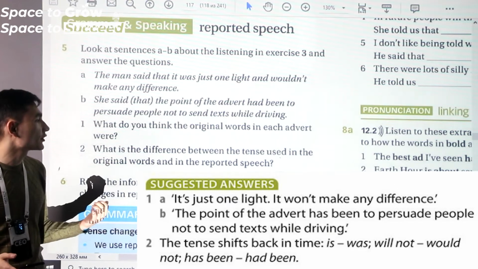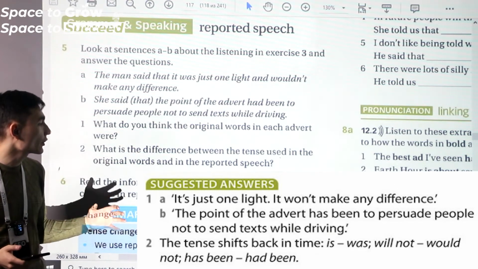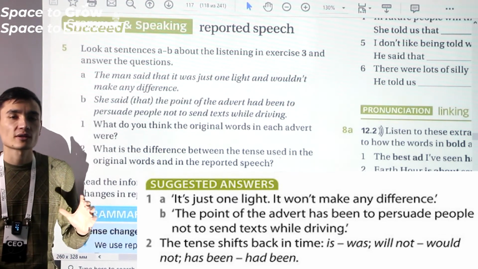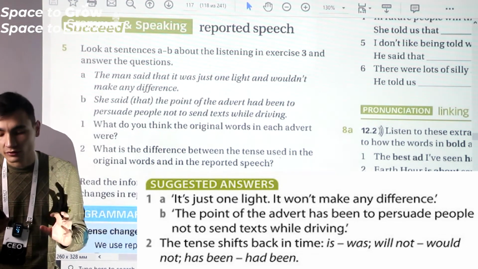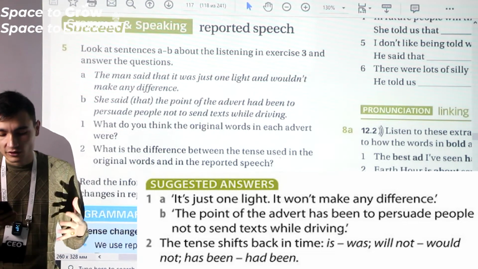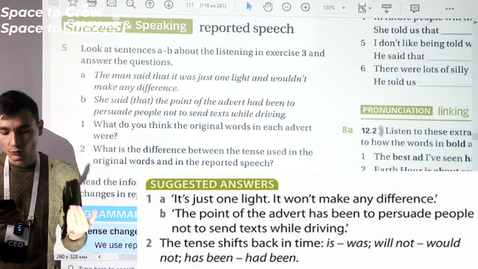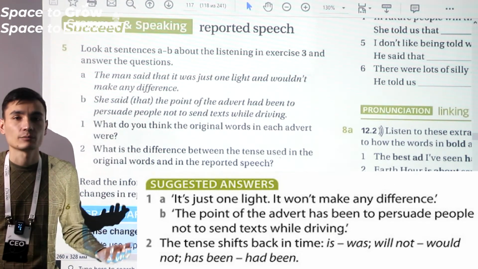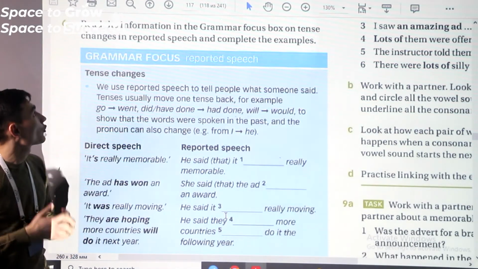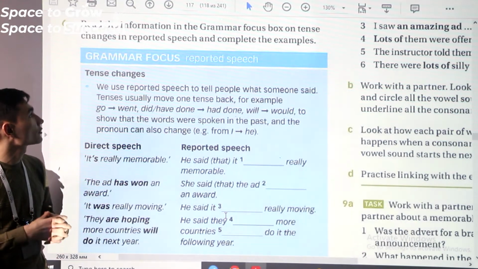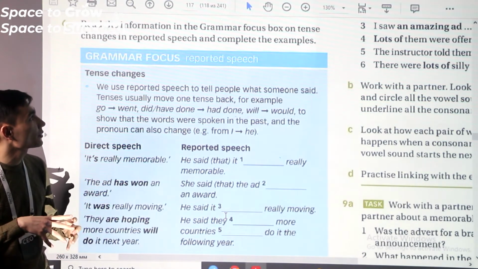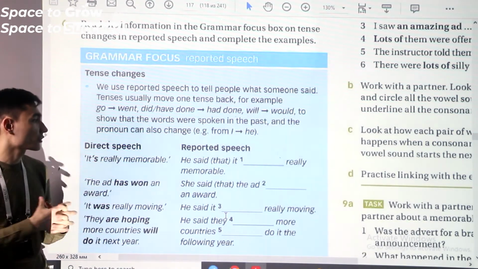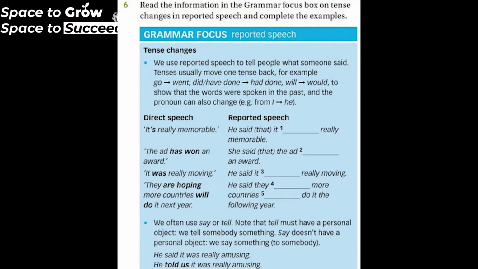And 2. What is the difference between the tense used in the original words and in the reported speech? Well, when you're moving on to reported speech, the tense changes, the words change, pronouns change. For example, here, tense shifts back in time. Is becomes was, will not becomes wouldn't, has been becomes had been. Exercise 6. Read the information in the grammar focus box on tense changes in reported speech and complete the examples. Now pause the video and try to do this exercise on your own.